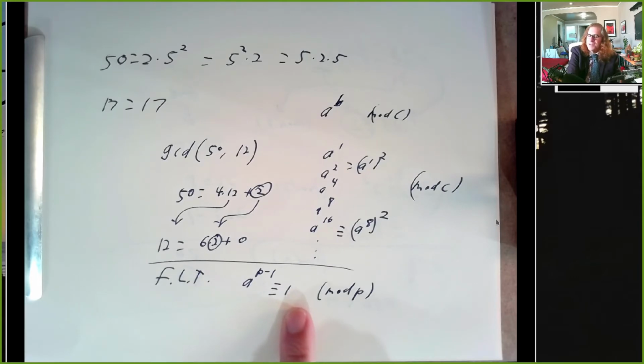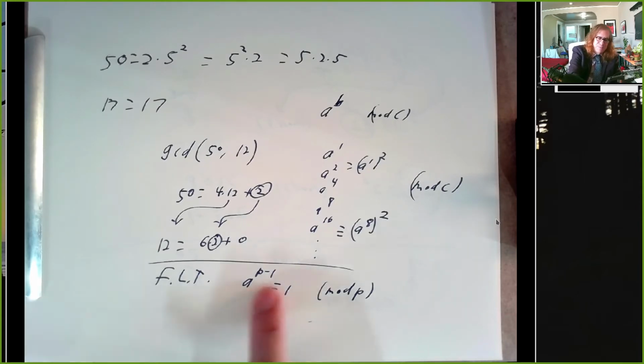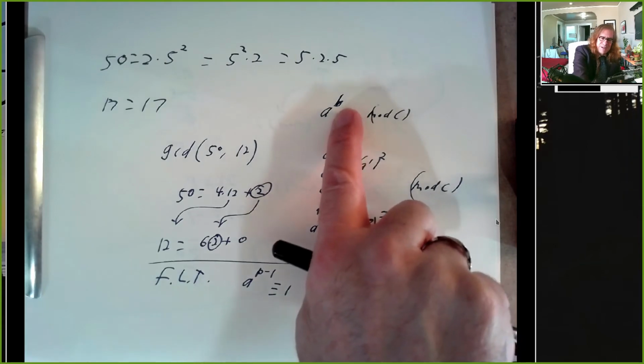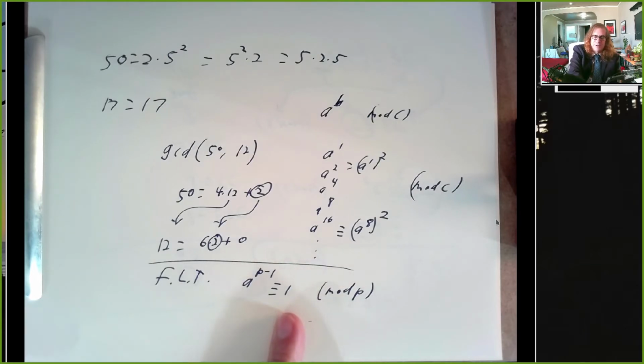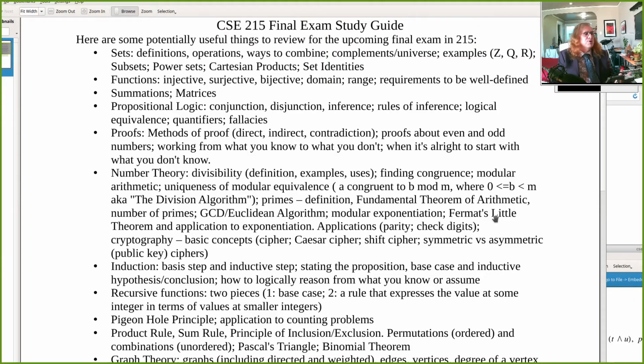So if we can find a multiple of p minus 1 that's close to b, we can do most of our multiplications and know that our power of a is still congruent to 1. And then we just finish up the last few steps to get to b. So there was a homework set on all of that.